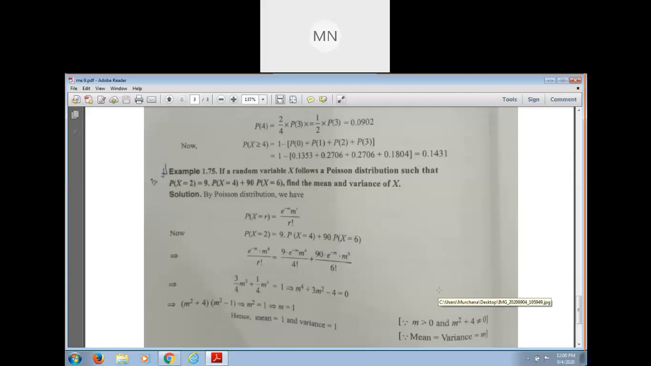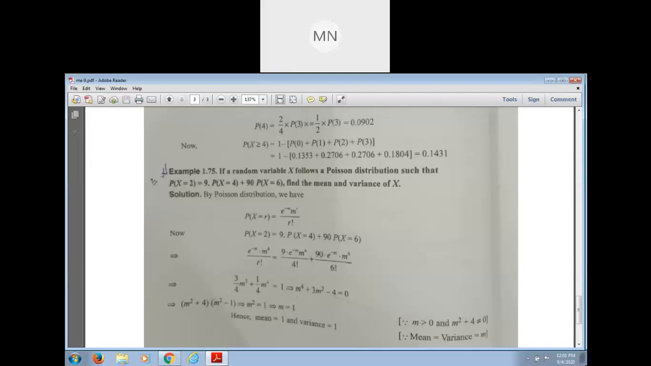And here we just use the formula of the PMF of Poisson. Therefore, we already know that P of x equals r is e to the power minus m, m to the power r, divided by r factorial. And we are given this condition for P of x equals 2. Thus, the value of r equals 2 and r equals 4, and after putting these values, you get an equation like that one. After solving, we get this.